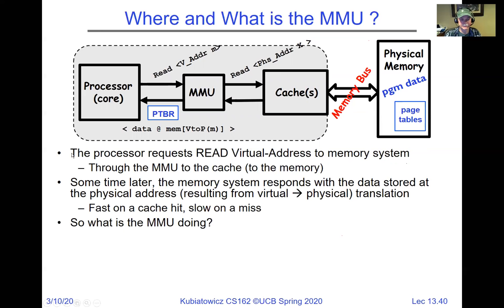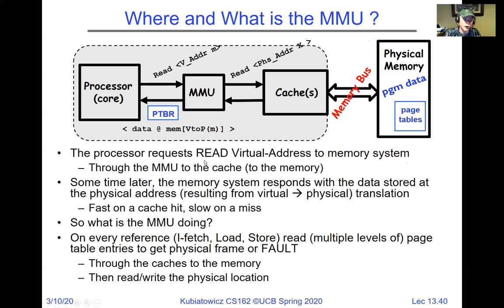So what is that MMU doing to make this work? On every reference, whether instruction fetches, loads, or stores, we have to read many levels of the page table, and maybe have page faults on some of those levels if some of them are off on disk. Then we go through caches to memory, and we want to make this fast enough so that a load that's cached actually looks faster than coming out of memory. That seems complicated.